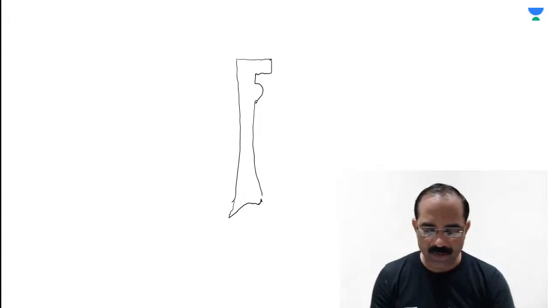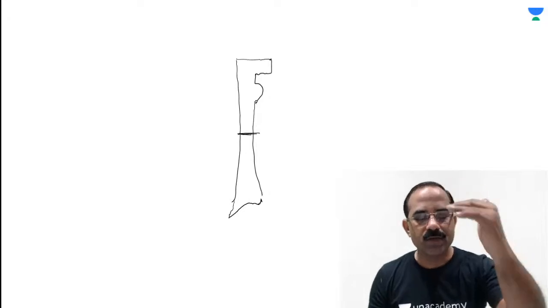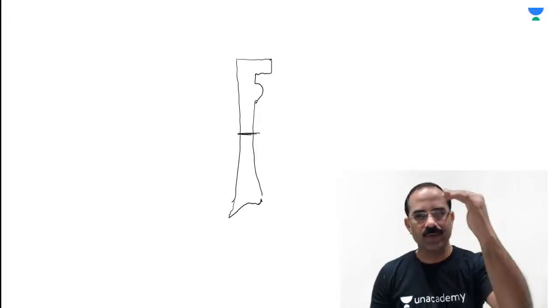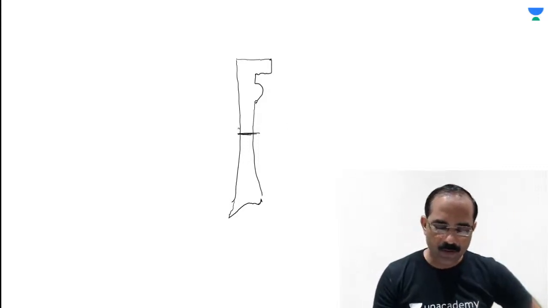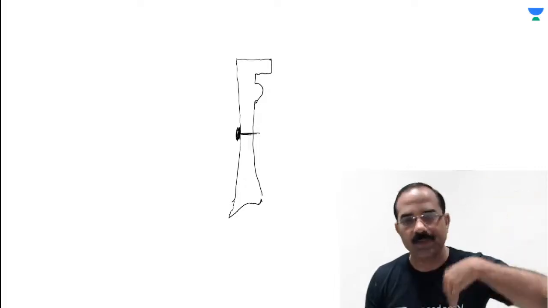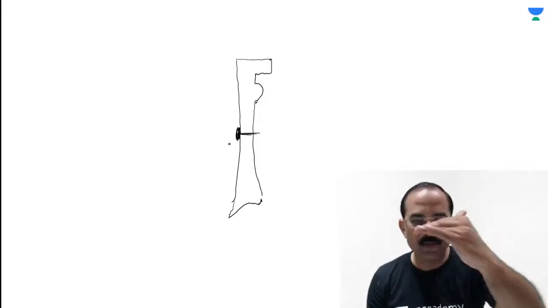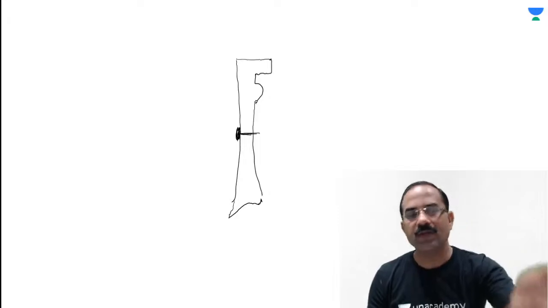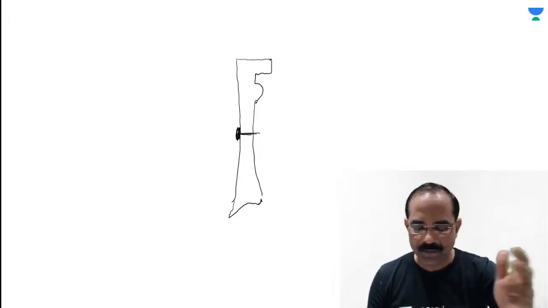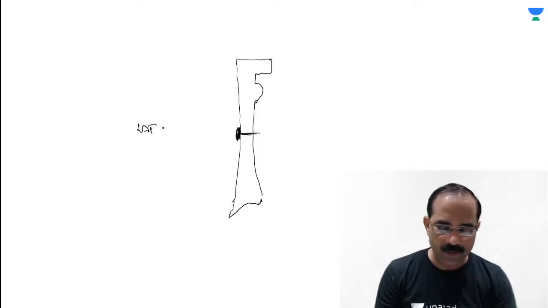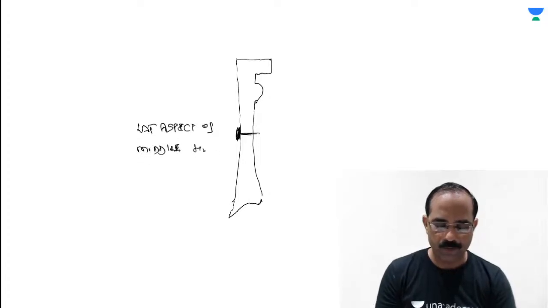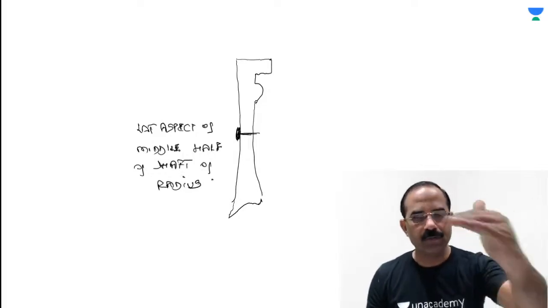Now what do we do? We divide this radius into two halves. So this is the middle half of the shaft of the radius, on this aspect. What is this aspect? The lateral aspect. So where is the insertion of Pronator Teres? It is inserted on the lateral aspect of the middle half of the shaft of the radius. Is this clear? So just draw this first. Lateral aspect of the middle half of the shaft of the radius. Okay, perfect.